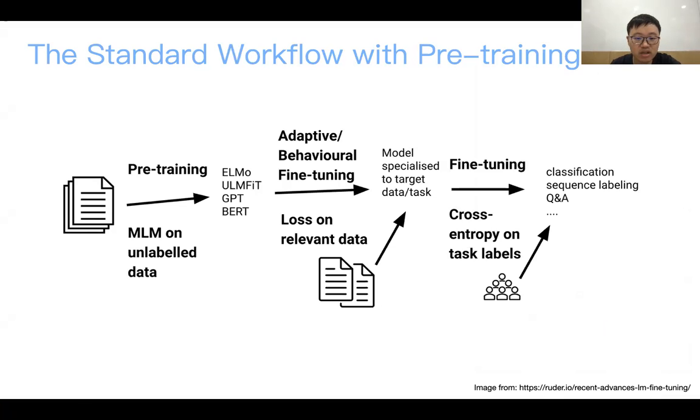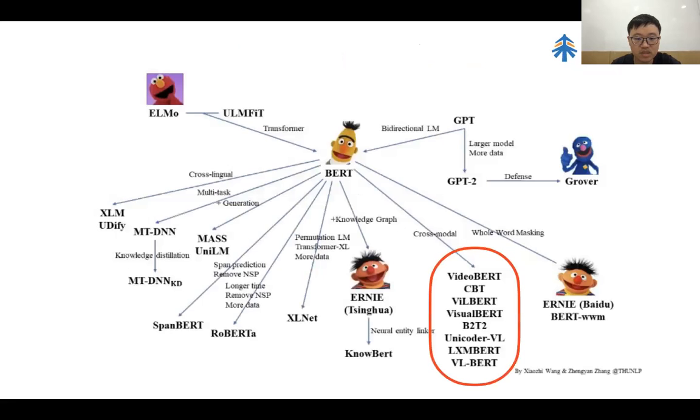So here is a graph showing the standard machine learning workflow with pre-training. Typically, a large-scale model is pre-trained on some unlabeled data, such as BERT. Then for conducting predictions for specific tasks, we conduct fine-tuning with a task-specific dataset, and the objective is optimized with task-specific loss. So BERT is probably the most popular pre-trained language model.